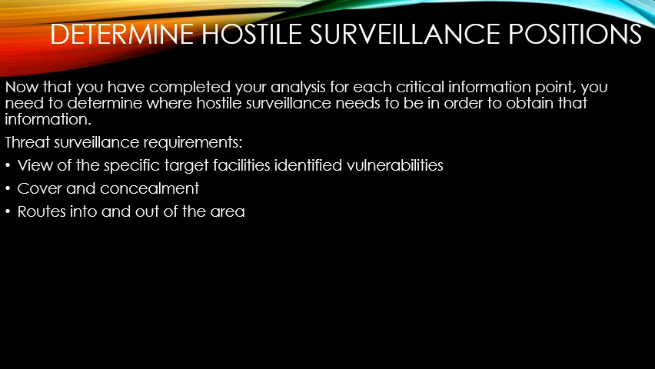Now that you have completed your analysis for each critical information point, you need to determine where hostile surveillance needs to be in order to obtain that information. Threat surveillance requirements: a view of the specific target facility's identified vulnerabilities. They're going to need cover and concealment, and they're going to need routes into and out of the area.